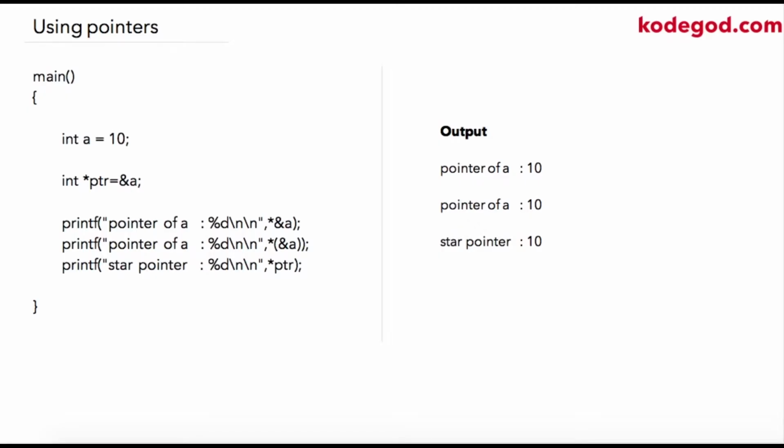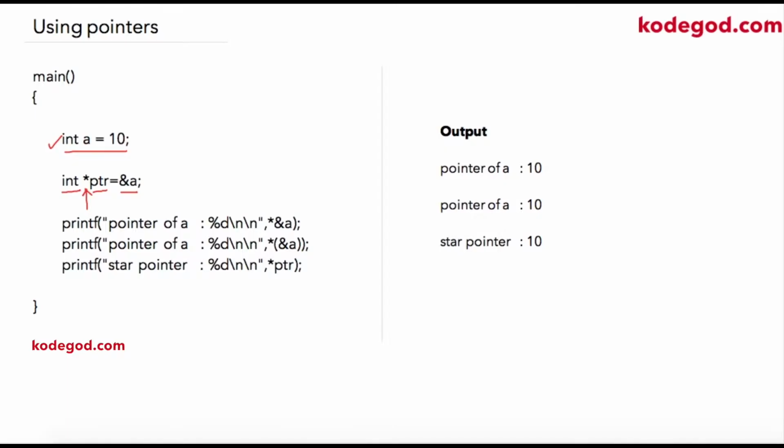In this lecture, we'll check how pointers can be used. I'm taking one example where I'm declaring an integer variable a equal to 10. After that, I'm declaring my pointer. Here I'm using the indirection operator star and initializing an integer pointer named ptr, and I'm initializing it to the address of a, which is the variable that I have declared over here.